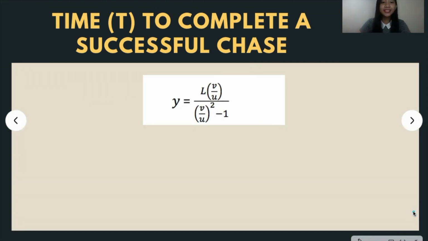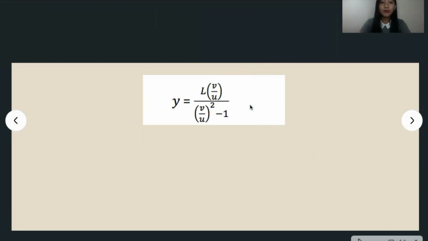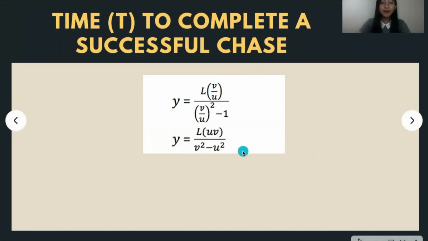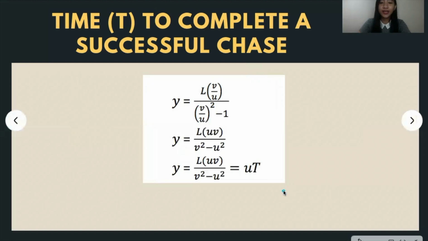From the initial condition that I have said you need to remember, which is k is equal to v over u, we just need to substitute it into this equation, and then we will be getting this. Simplifying, we will be getting this equation, and then y is equal to L uv all over v squared minus u squared.